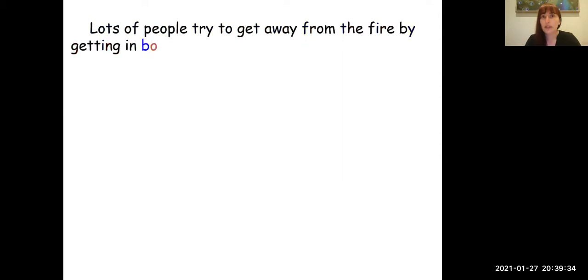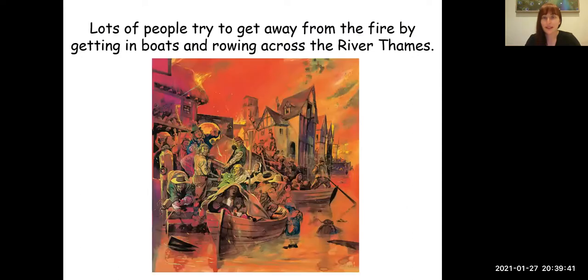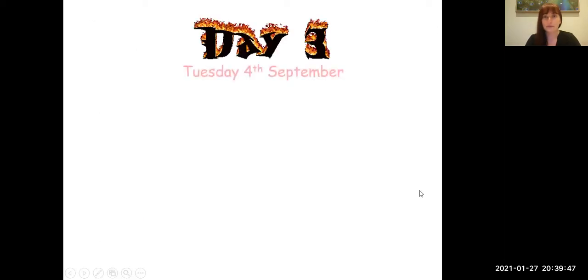Lots of people tried to get away from the fire by getting in boats and rowing across the River Thames. And they're having to take everything they own with them to stop it getting got by the fire. Day 3. Tuesday the 4th of September. So 3 days this fire has lasted now.